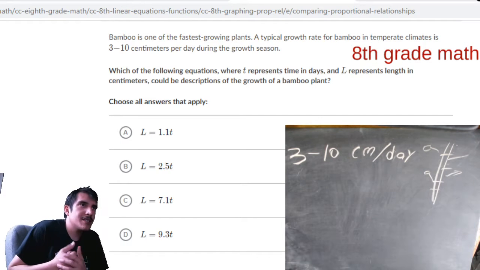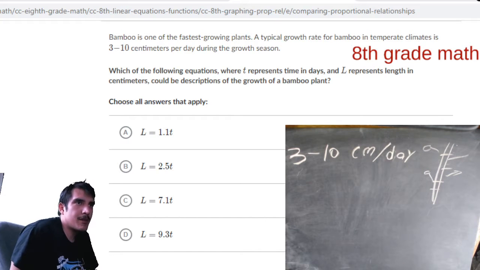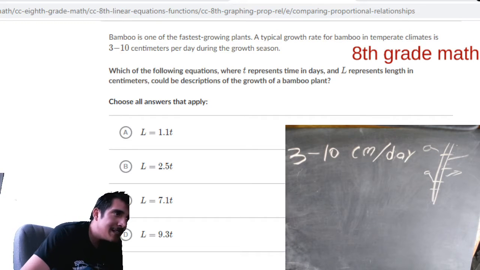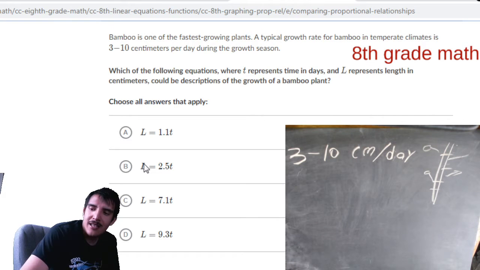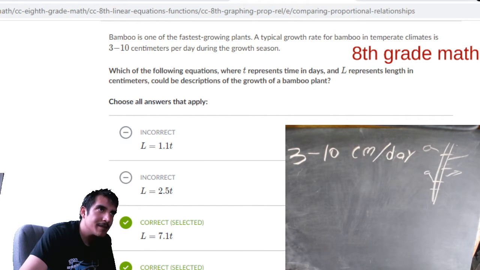Which of the following equations, where T represents time and L represents length, could be descriptions of the growth of the bamboo plant? The bamboo plant grows 3 to 10 centimeters a day. So which equation has a rate that's between 3 and 10 centimeters per day? Well, 1.1 is not between 3 and 10. 2.5 centimeters per day? Nope. 7.1 centimeters per day? Yeah, that's between 3 and 10. And 9.3 centimeters per day also is between 3 and 10. So we're going to check that, and we are correct. Hooray. Okay, cool. Moving on.